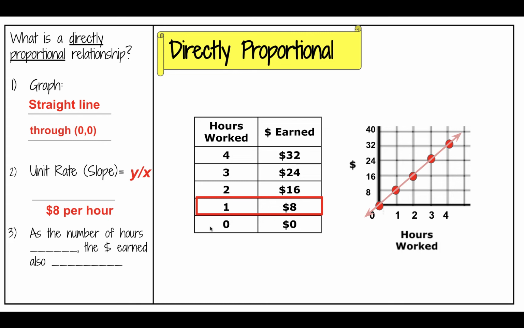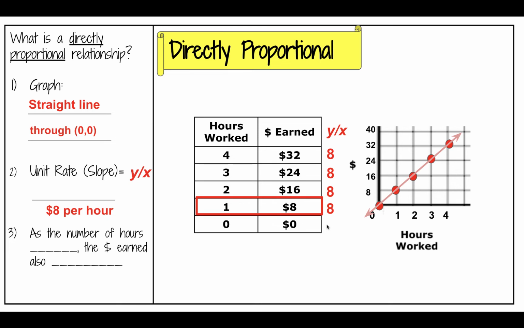I want to check to make sure that when I take every y value and divide it by its x value in this table, I'm getting the same value. That's telling me that I have a constant rate of change. So I'm going to test that out here. 32 is my y, divided by 4, which is my x. That gives me 8. 24 divided by 3, 8. 16 divided by 2, 8. 8 divided by 1, 8.